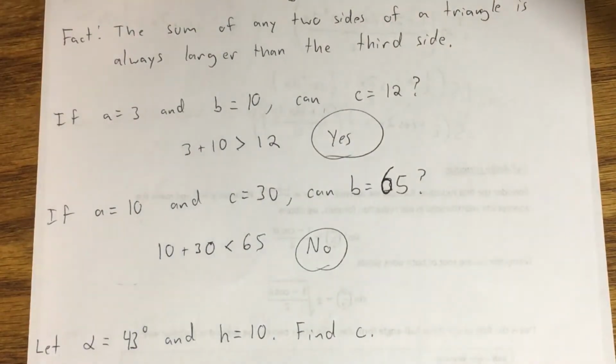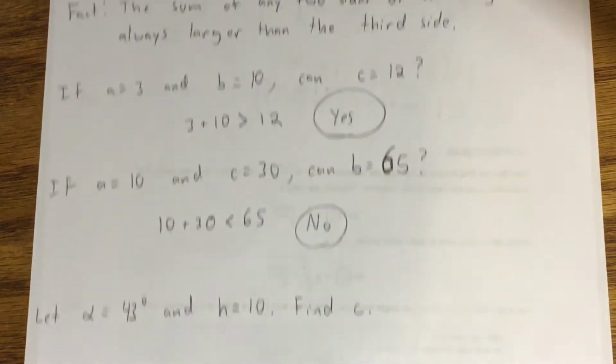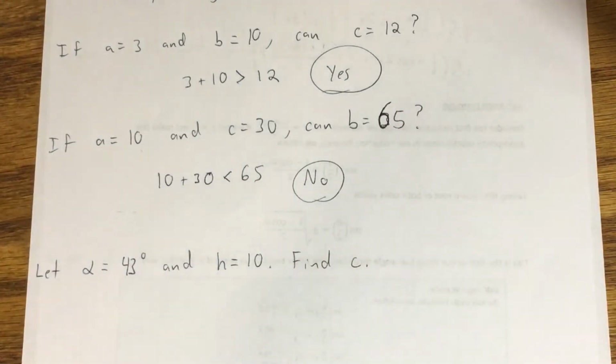Okay? Fairly simple. You just pick the two sides that you're given, add them, compare them to the third side, and then use that fact to make a determination.